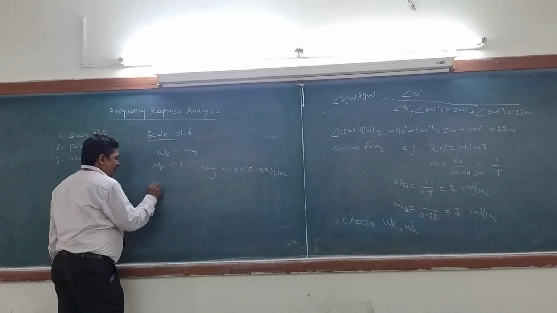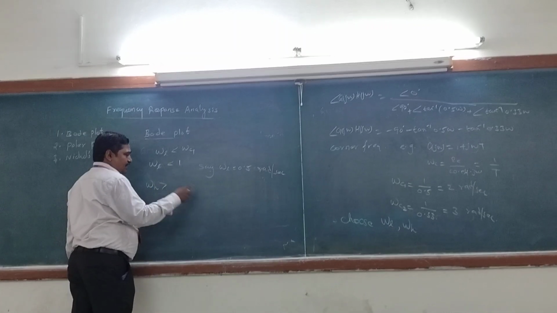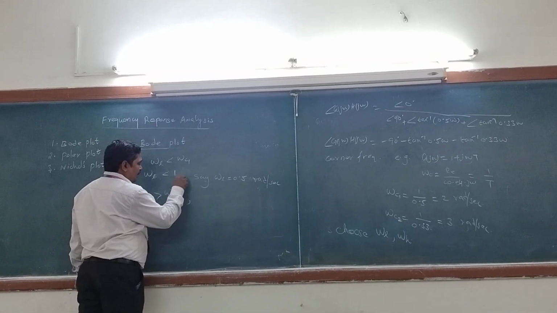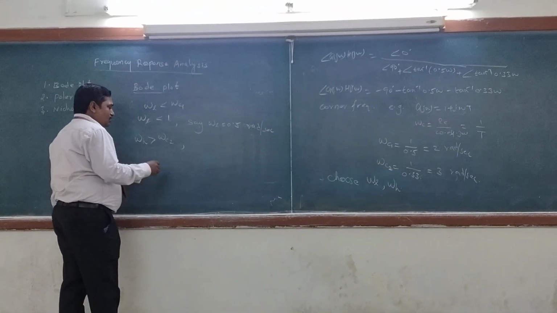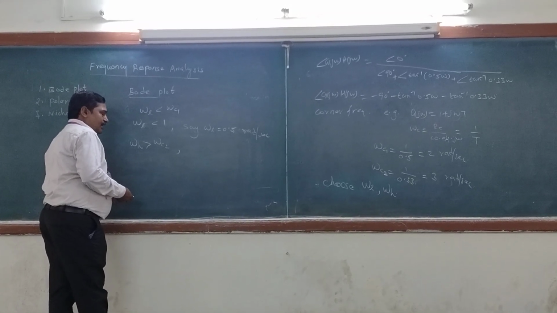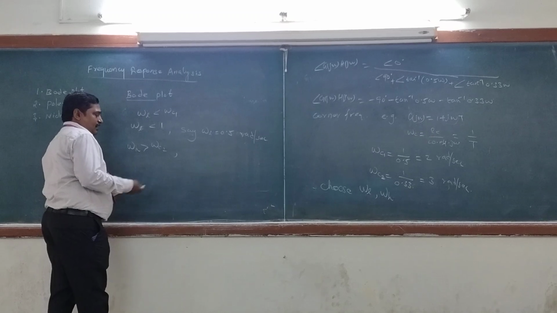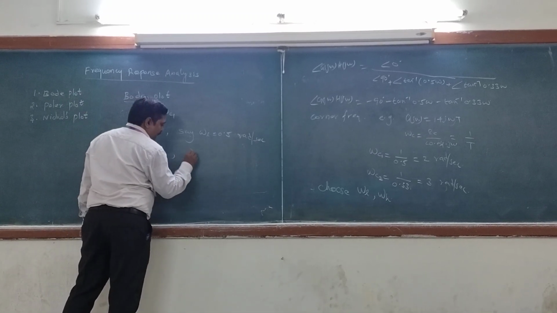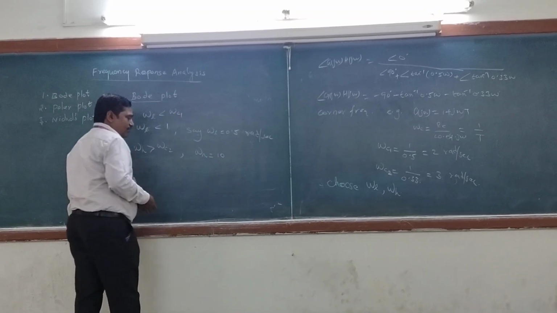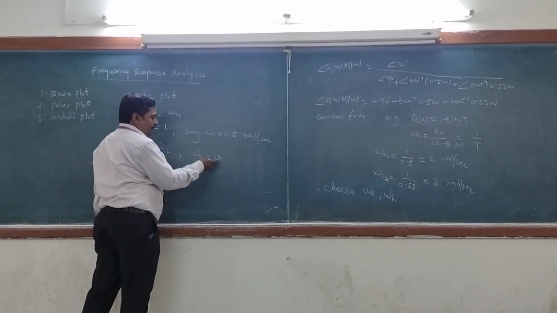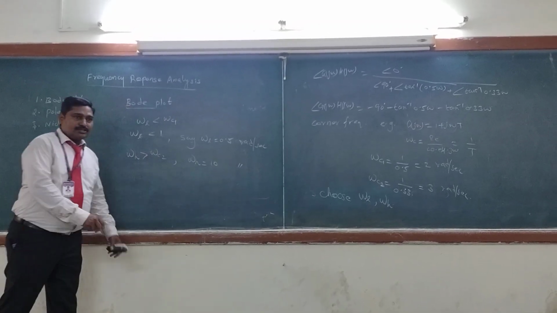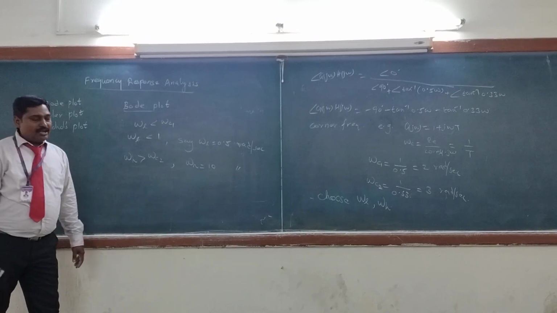Similarly, the higher limit corner frequency should be greater than the highest value of the calculated corner frequencies. Here omega c2 is 3, so you can select the next immediate higher value, say 5 or 8 or 10. Say omega h is taken as 10. You may take 5 or 8 or something. Don't take too large a value, just higher than the calculated one.